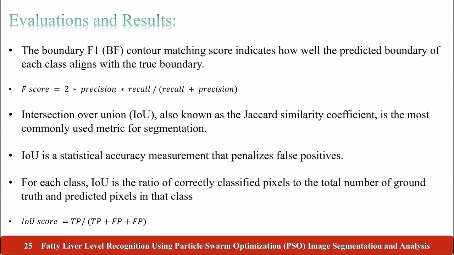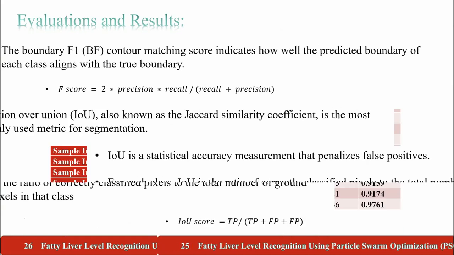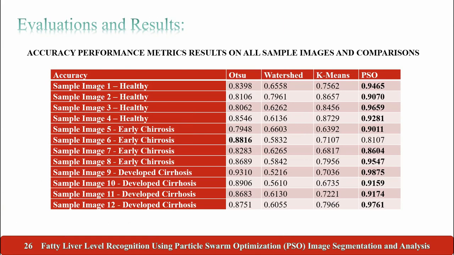Here we can see the results for all the samples for the accuracy performance metric and all the algorithms: Otsu, watershed, k-means, and PSO. We can see samples 1 to 4 are healthy, 5 to 8 are early stage, and 9 to 12 are developed stage. As we can see, for accuracy, PSO segmentation had better performance than the others, except for sample number 6, which Otsu also outperformed others.